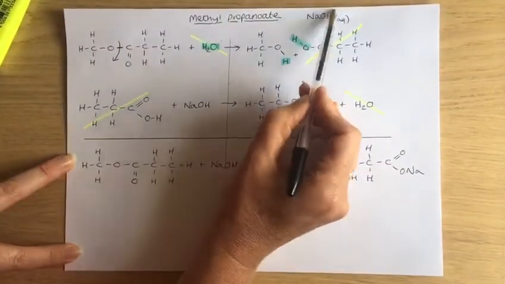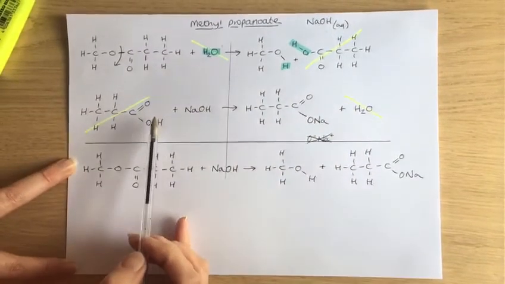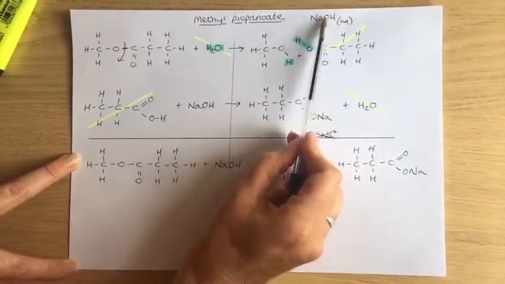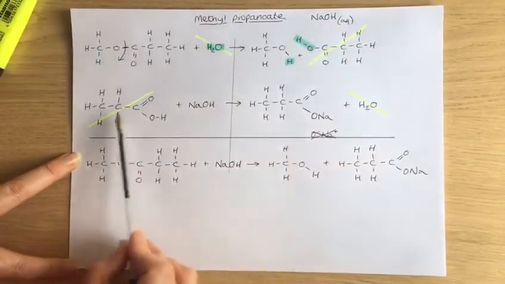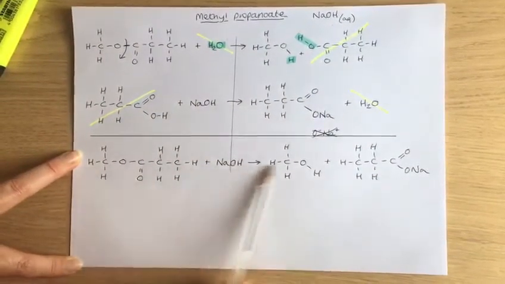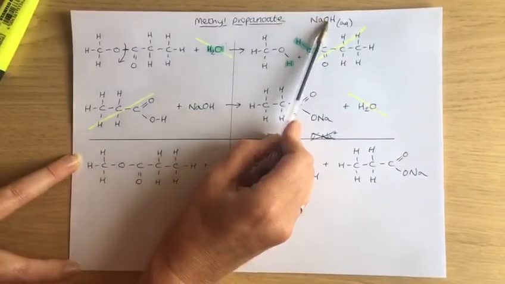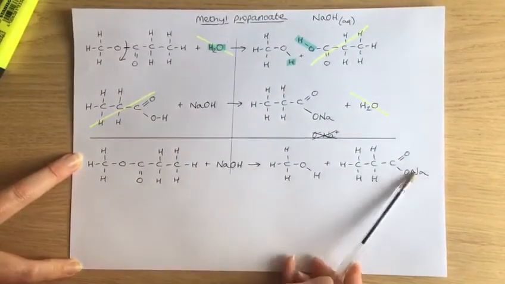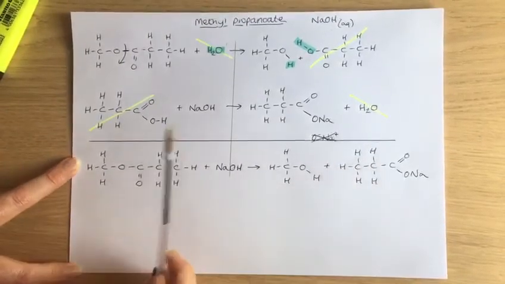So in the exam, check what the catalyst is. If it's an acid catalyst, it's just this. If it's the alkali catalyst, we know that this happens, so it ends up with this. So an alkali catalyzed hydrolysis will give you the alcohol and the salt of the carboxylic acid.